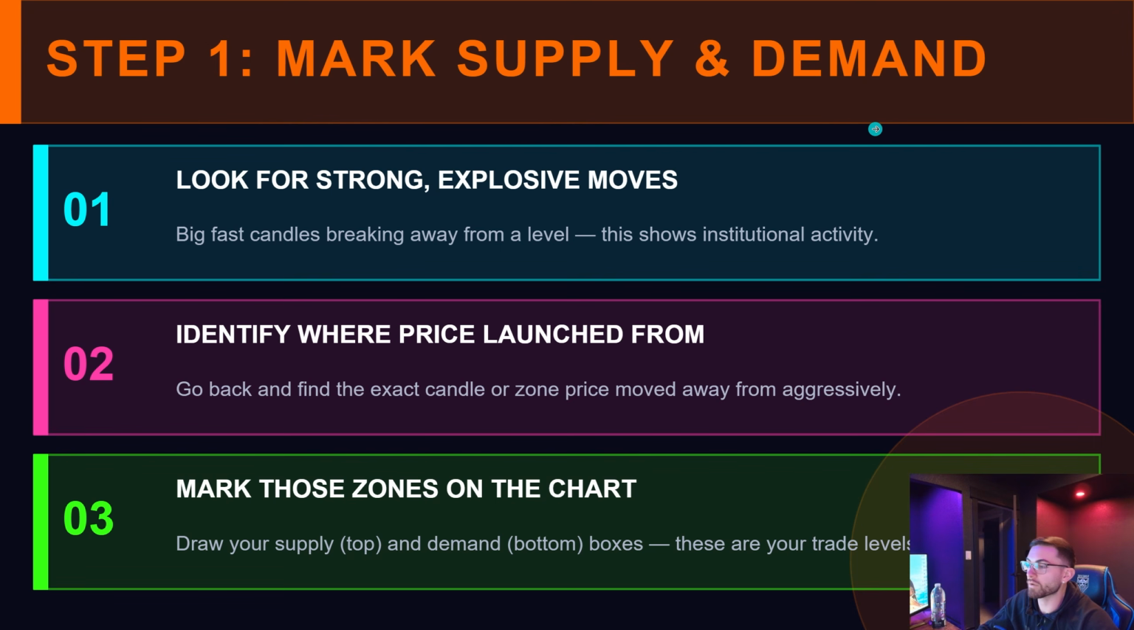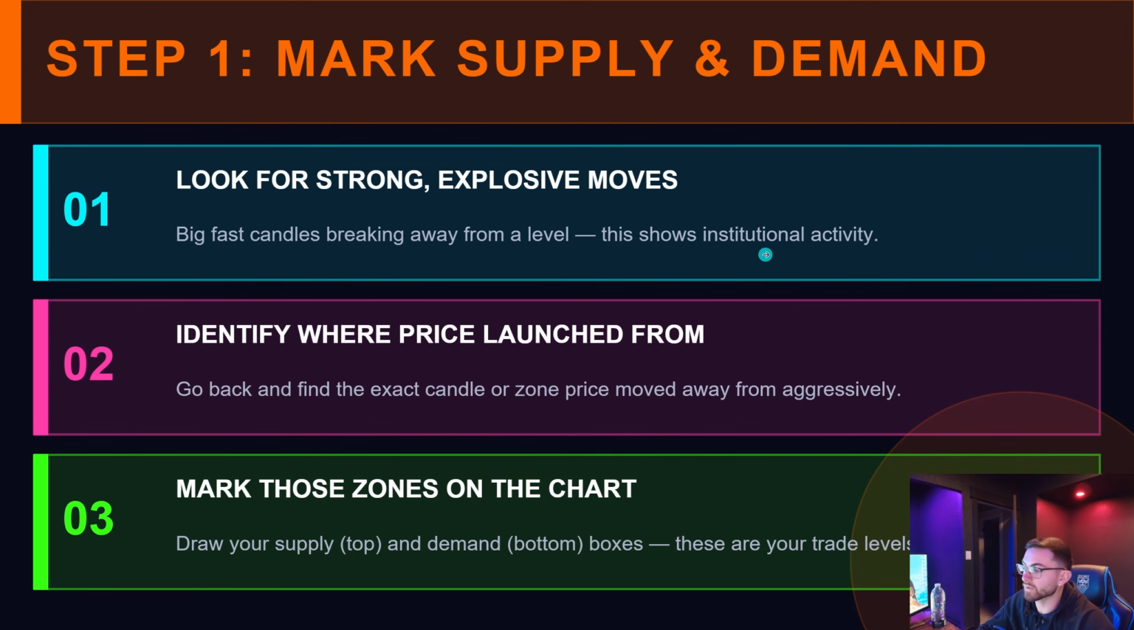The first thing I do every morning is I mark key areas of supply and key areas of demand. What I look for to plot these zones is a very strong move away from a level, and this is going to show institutional activity. If price suddenly explodes to the upside, that means buyers aggressively stepped in, and that area now becomes a demand zone. If price drops aggressively, that's a supply zone, meaning sellers stepped in heavily.